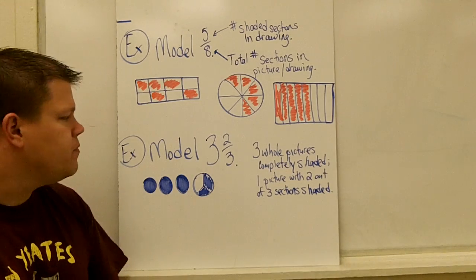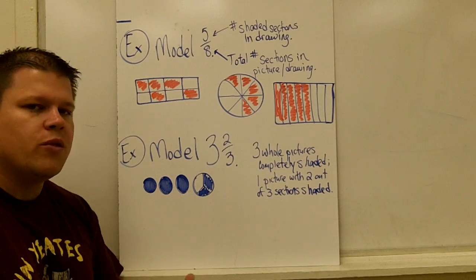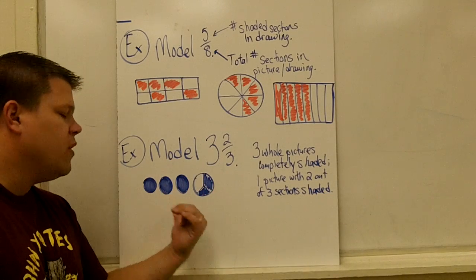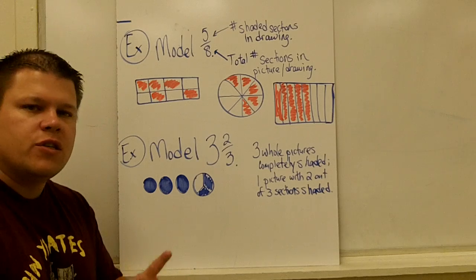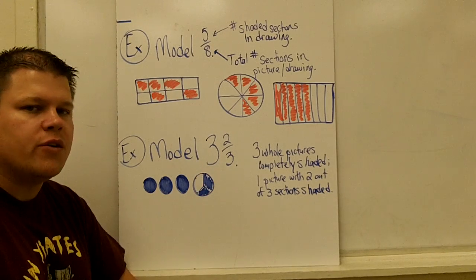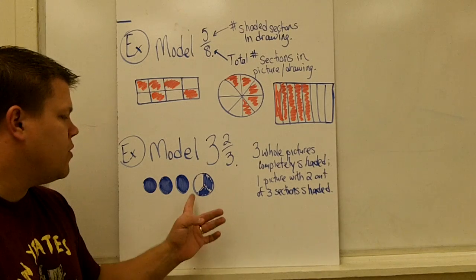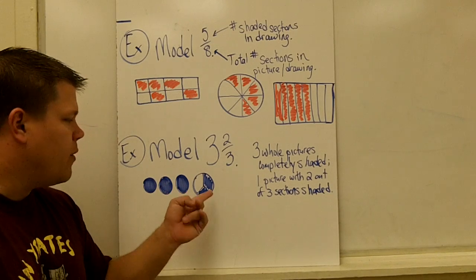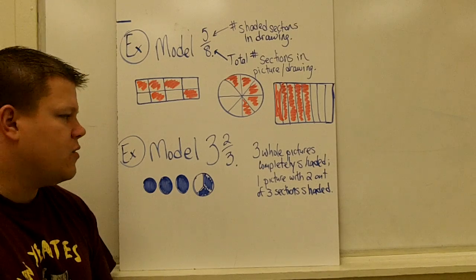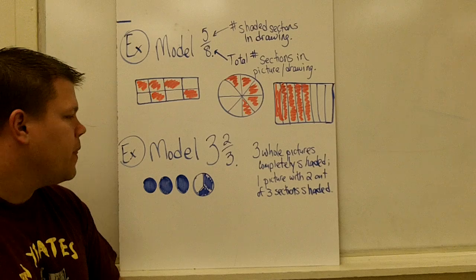A very simple picture. When I'm modeling something that is larger than 1, like 3 2/3, it looks as though I have to have some whole figures shaded in as a given. I have 3 there, so I must have 3 whole figures shaded in. And I have 2/3 here, so I'm going to have a 4th figure that I'm going to have to demonstrate has 2 sections shaded in out of 3. And that just kind of goes back to what we talked about before.